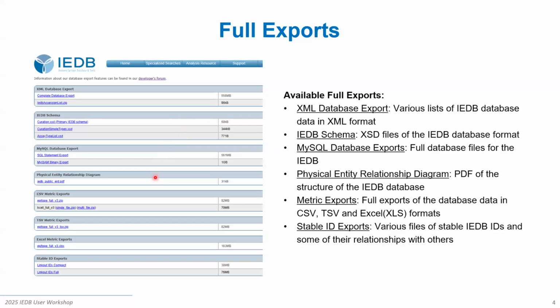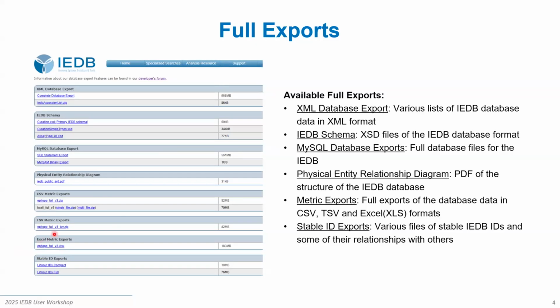So this is how you can get a good idea of how various fields link and how various tables come together. Then you get into these metric exports, which are the same as the data that you would get from the export link on the results page. This is all of the data.